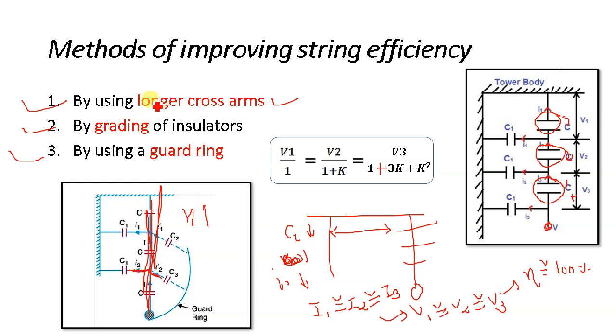So these are the three methods, and in most cases by using a guard ring we improve the value of string efficiency. This is only a brief introduction to the methods of improving string efficiency. In future we are going to make a dedicated video on improving the string efficiency. I think this is all about string efficiency that you should know.